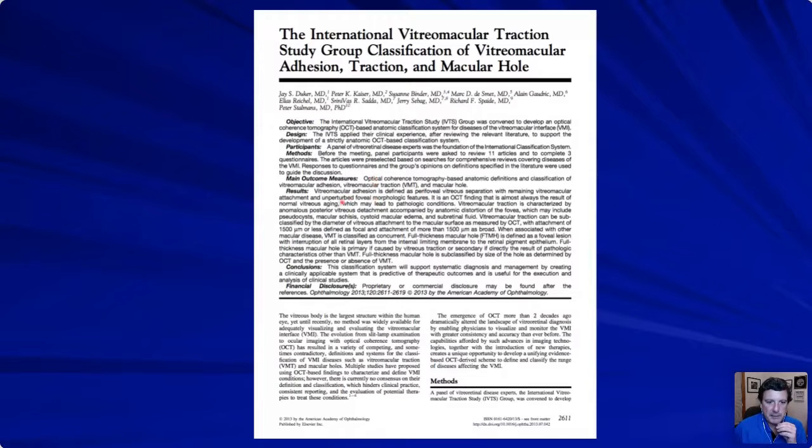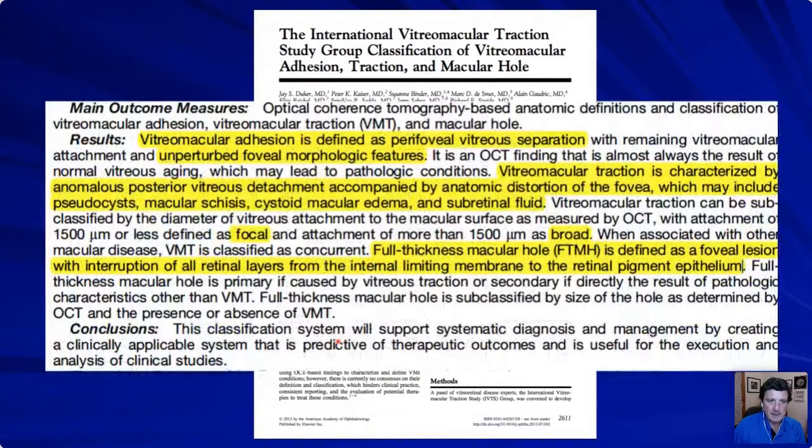So this is a nice paper. It's a pretty easy read. If you read through it a couple times, there might be some new words and some new terminologies, but using tonight's lecture and using this paper should help you out. So, they started to define vitreomacular adhesion as this perifoveal vitreous separation.